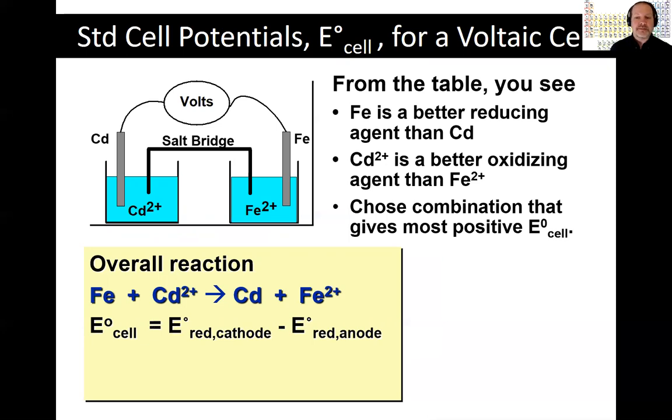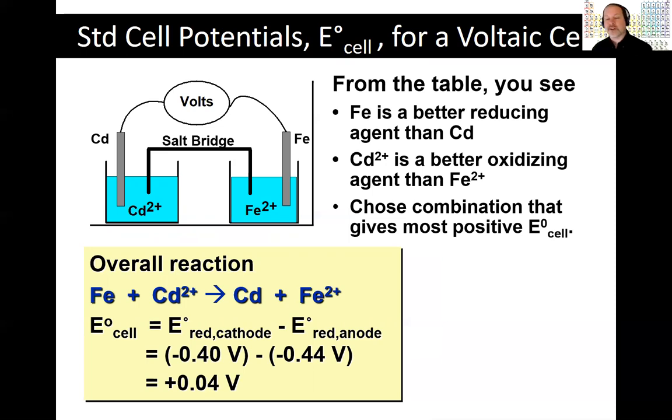And so I'm showing the other way to do this. Once you've figured out who's the cathode and who's the anode, the cathode being the thing that's being reduced, which is the cadmium ions, and then the oxidation from the iron metal, I can also figure out it's plus 0.04 volts. So these standard potentials are very important for us to predict which chemical reactions are going to go.